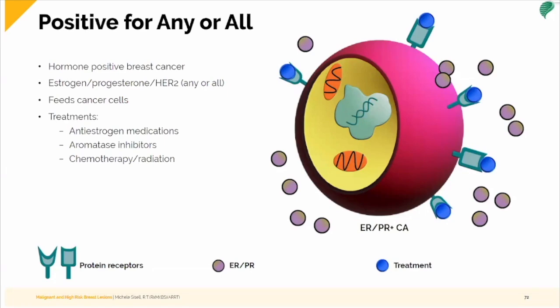Some treatments for that would be anti-estrogen medications like tamoxifen, aromatase inhibitors, or chemotherapy and radiation. And that can help to shrink it, and in some cases even obliterate it and get rid of the disease.